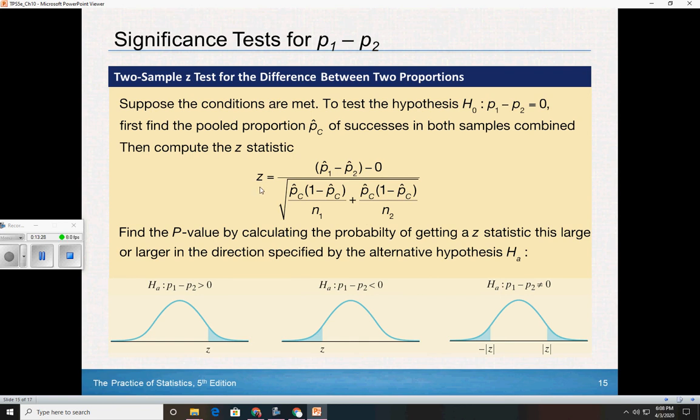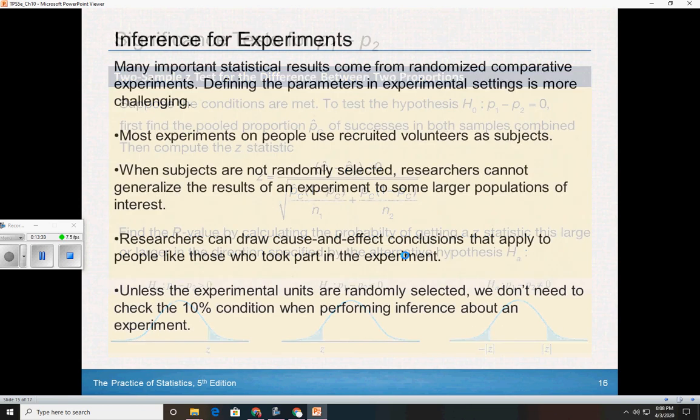We'll calculate the p-value by deciding how far away this z is in one of these graphs, whether it's a one-sided graph or a two-sided graph, just like we've done before.